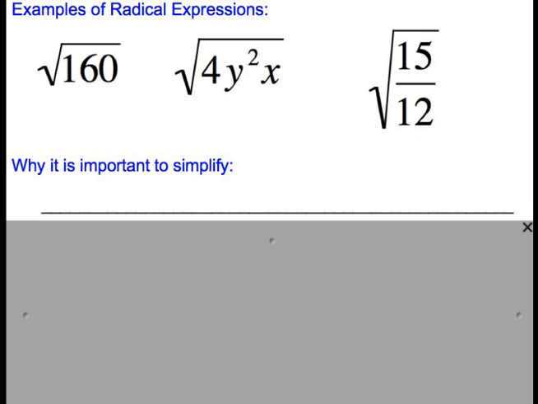A radical expression is an expression in math that has a radical symbol, and the radical is a square root, okay? So the radical expression actually could have a number out in front, like 2 square roots of 160, or it could have a big number on the bottom. It could be all over 5. But as long as there's a square root in there somewhere, that's considered a radical expression.